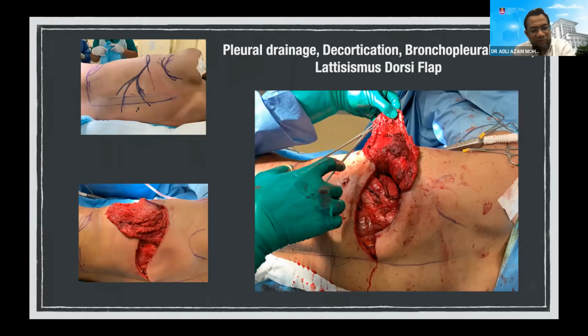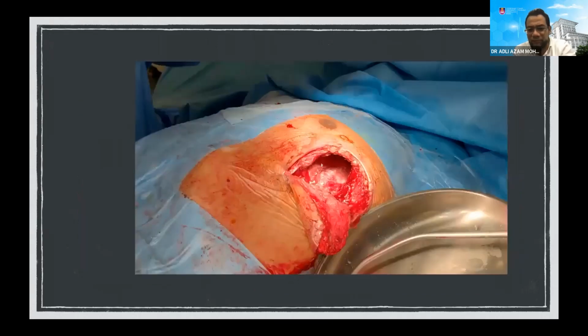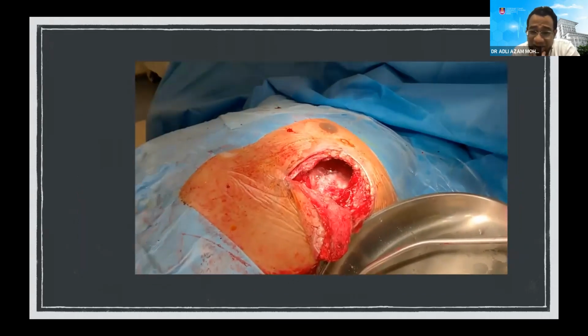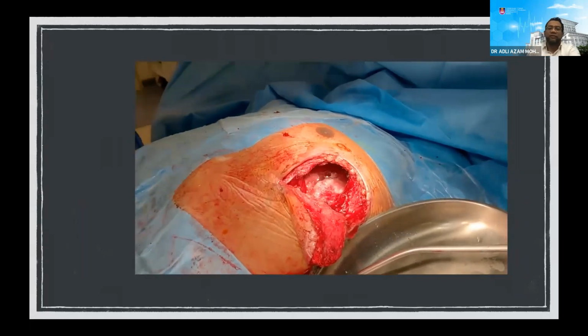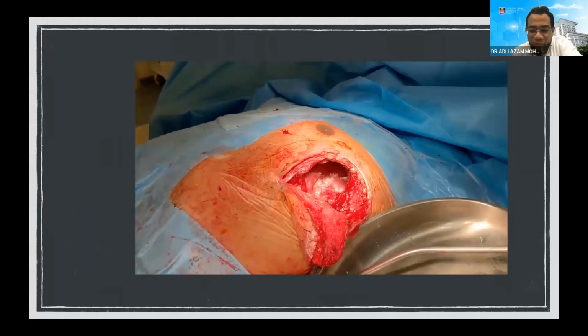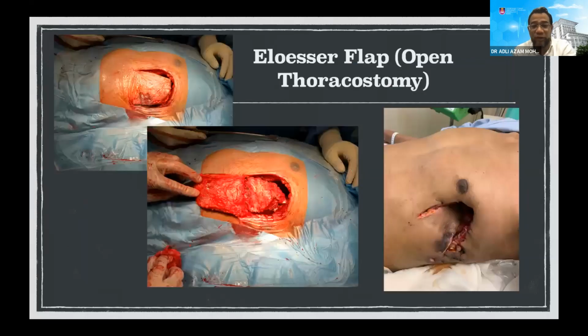But yet, it never settled. As you can see, this is the second time I went in. After 2 weeks, the fistula was still there. We waited for almost a month. There was no rush. Because it's chronically affected, we were hoping it would seal, but it didn't, and we went in again. At this second point, I did an Eloesser flap, what we call an open thoracostomy. You can see how the incision looks. So it's basically an opening.